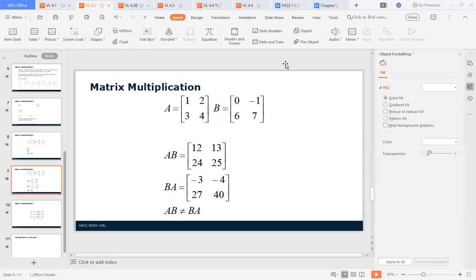Okay, so with that activity, the answers are reflected on your screen. For AB, the elements are 12, 13, 24, and 25. For BA, the product is -3, -4, 27, and 40.